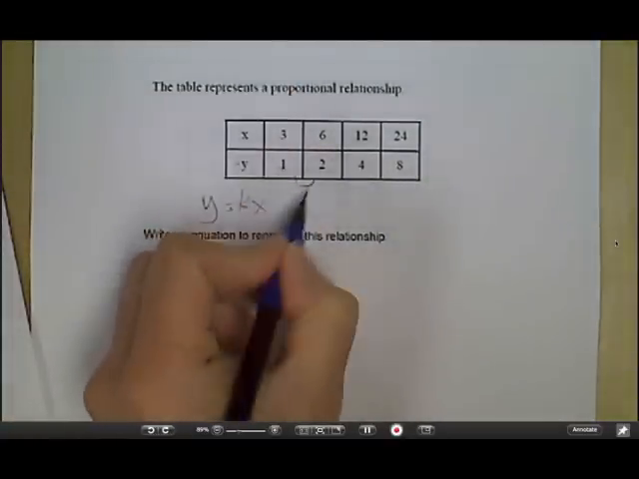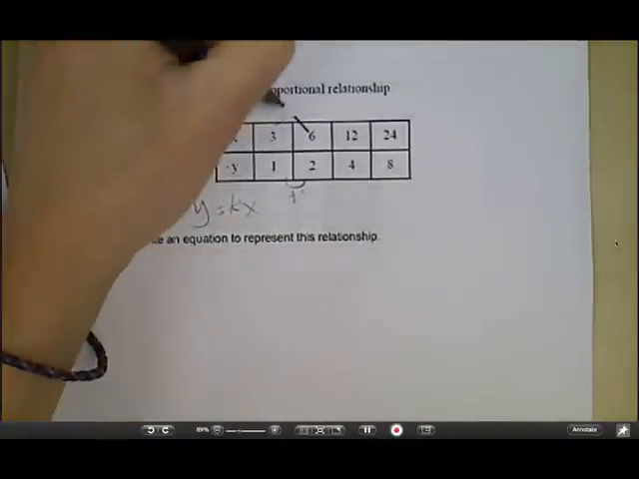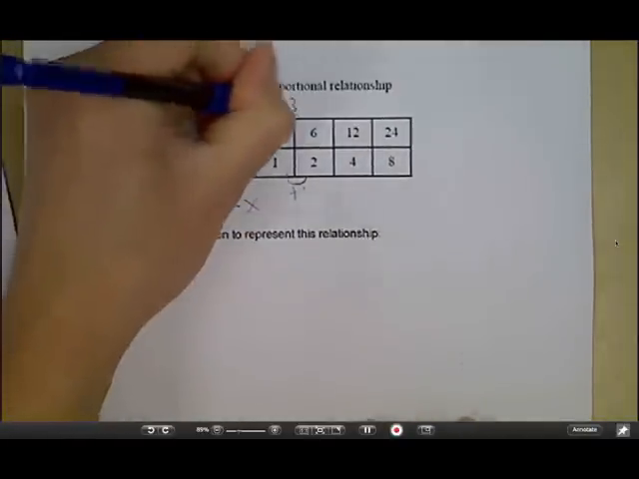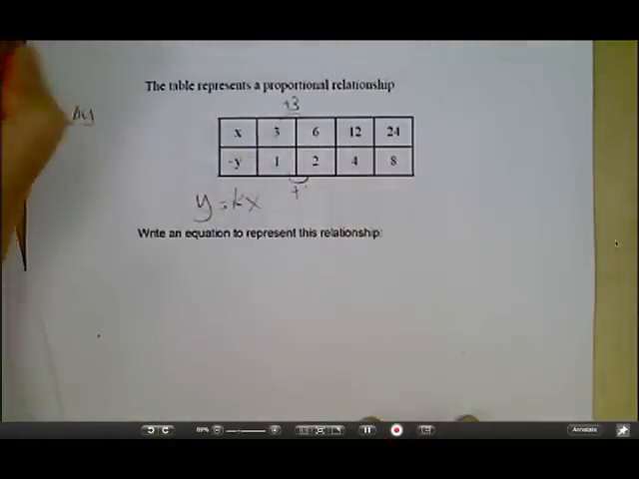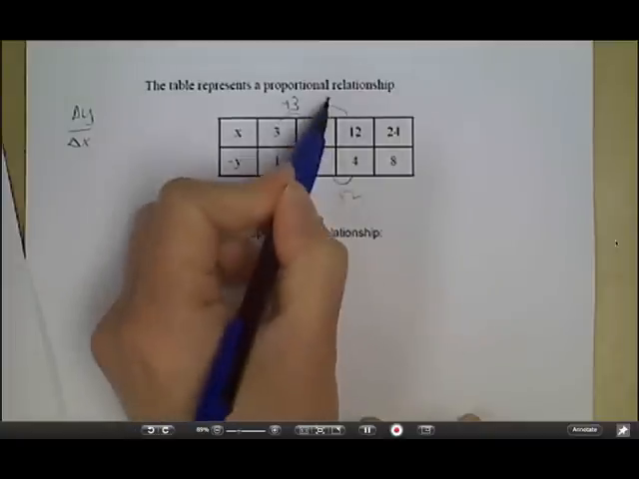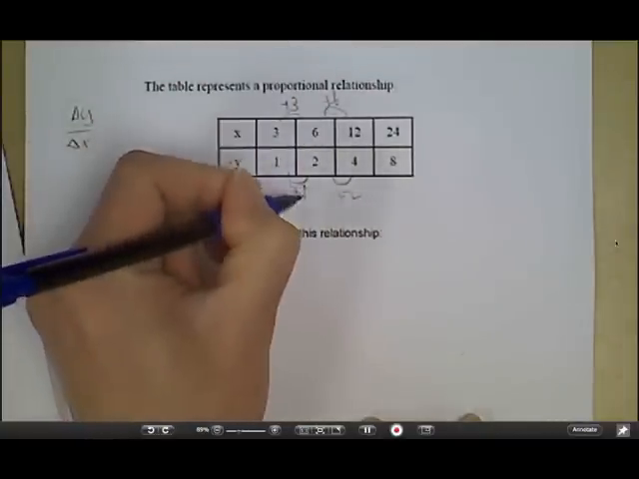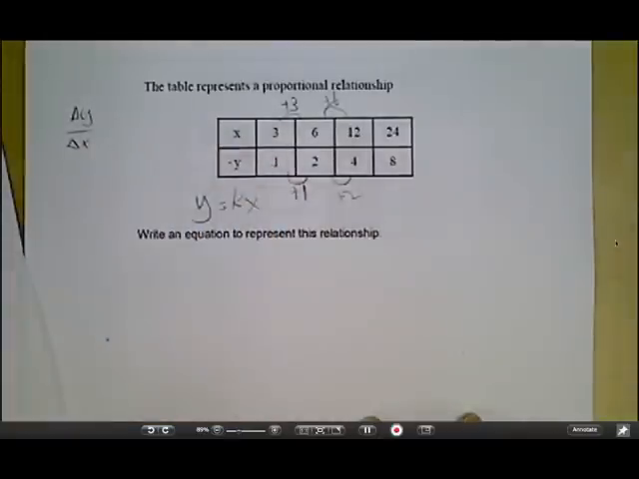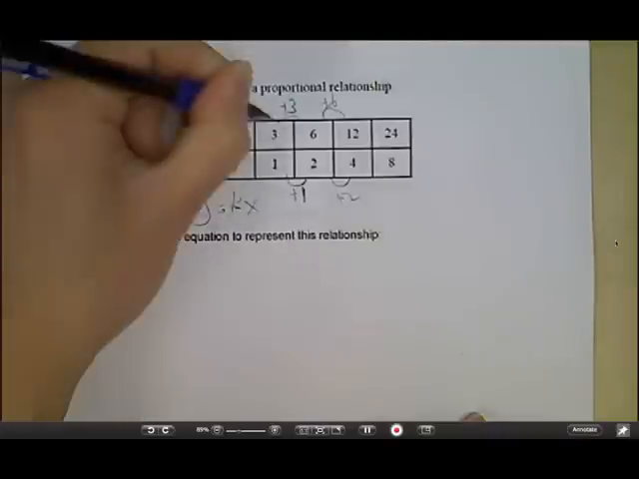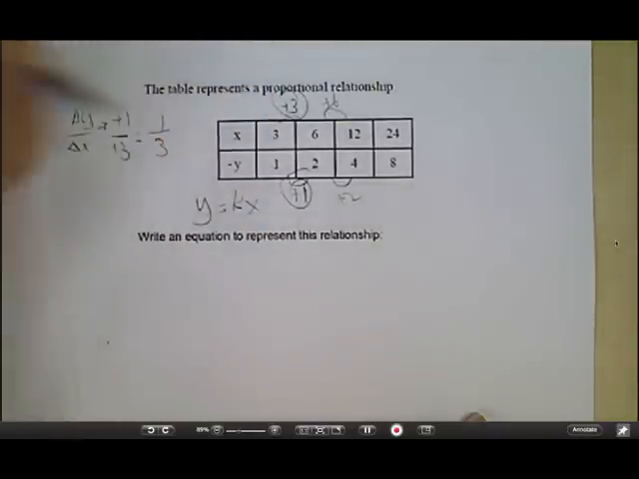So from 1 to 2, that's plus 1. From 3 to 6, that's plus 3. So change in y over change in x. This one you can do plus 2, this one is plus 6. As long as you're using the same change, 2 over 6 or 1 over 3, it should be okay. So change in y is plus 1. Change in x is plus 3. So my constant is 1/3.